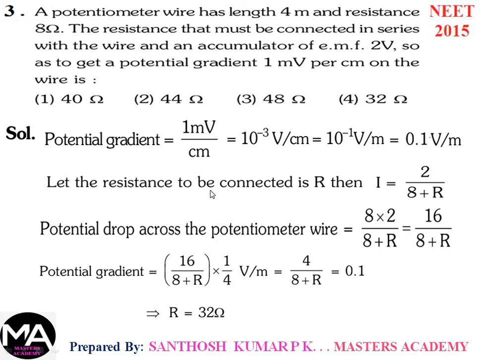But we know that the potential gradient is 0.1 volt per meter. On substituting, so 4 by 8 plus R is equal to 0.1. You will get the value of R is 32 ohm. Therefore, the right answer is option fourth one.